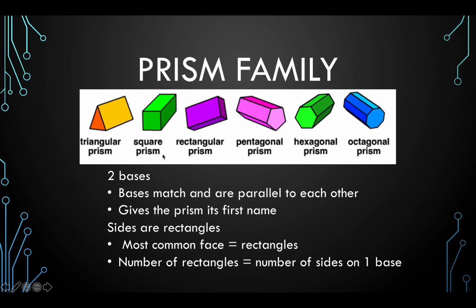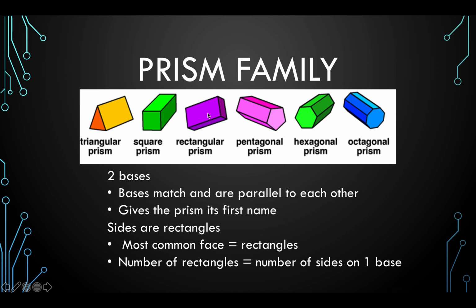So in the Prism family, every prism in the entire world, if your last name is Prism, you have two bases. Every prism person in the whole world has two bases. These bases match and are parallel to each other. So this is a hexagon. On the opposite side, you can kind of see there's another hexagon. This is an octagon. On the opposite side, there's another octagon. This is a square. On the opposite side, there's another square. This is what gives these prisms their first name. So Joe versus Nick Jonas are different because they're Joe and Nick, but they still have those same bases. So a square prism is going to be slightly different than a rectangular prism.